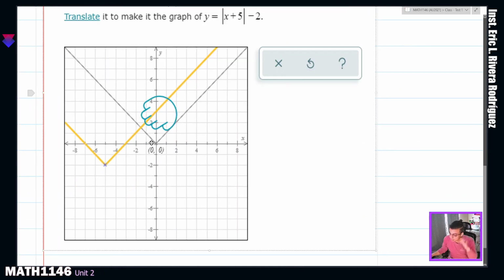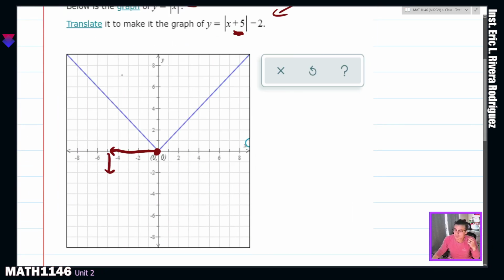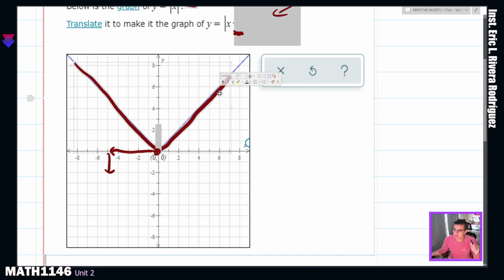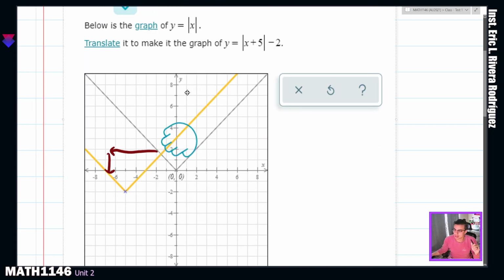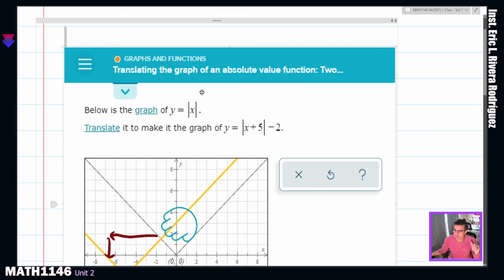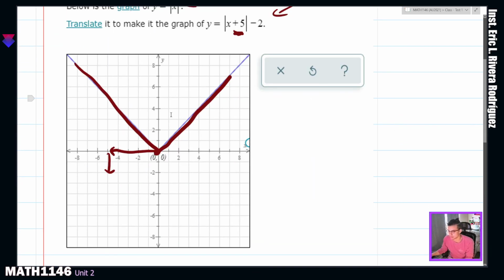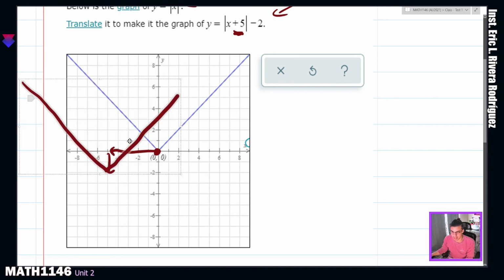So you are going to click on the graph with your mouse. So you will see that you will be able to drag and drop the graph. So you will go to the left and down, and drop it there. And that is going to be your solution here.